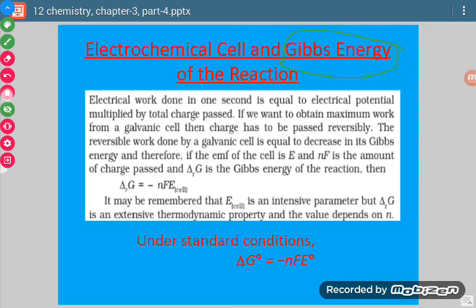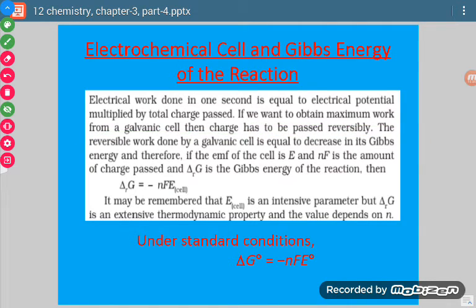Okay, now electrical work done is equal to electrical potential multiplied by total charge passed. So how can we calculate the electrical work done? We can calculate electrical work done by multiplying electrical potential by total charge passed. Okay, now how to calculate the total charge passed? If we want to obtain maximum work from galvanic cell, then charge has to be passed reversibly.